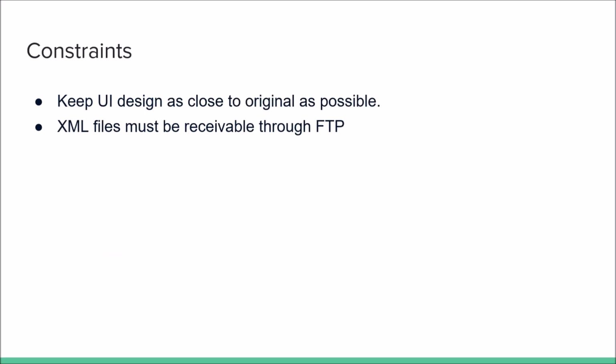Some of the constraints we had was, like I mentioned earlier, to keep the UI design as close to the original as possible. And then we had to receive XML files via FTP because that is how the NCAA handles it now. And we didn't want to have them try to change how they handle their files.